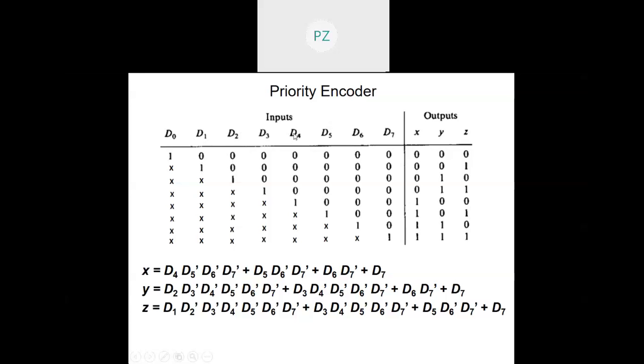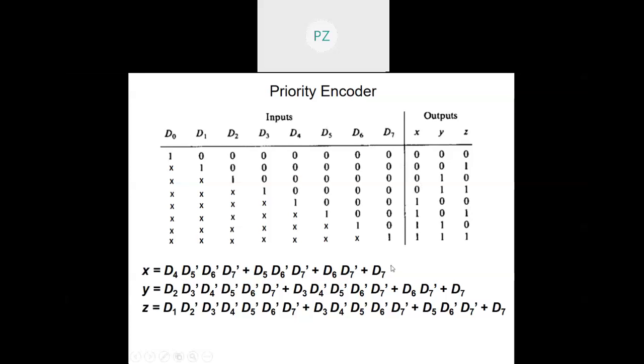Similarly, if D2, D4 and D5 are high simultaneously, intentionally or unintentionally, by mischief or by error, then in that case D5, having the higher priority, will be encoded and D4, D2 will simply be discarded. So this is what a priority encoder is, which takes care of more than one input line going high in an otherwise conventional encoder, right? So it makes sense to design a priority encoder always.